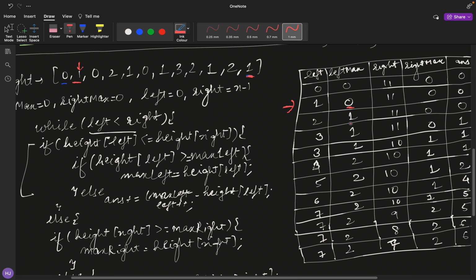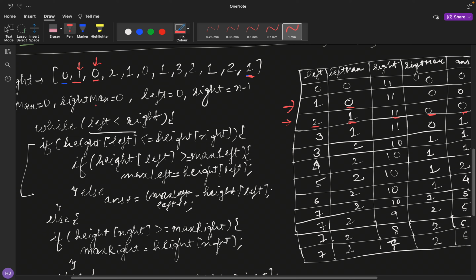So I will update my left max to 1. My right max and answer remain as they are, 0 and 0. My right pointer also remains intact, and my left pointer gets updated to 2. So now let's move to this index.